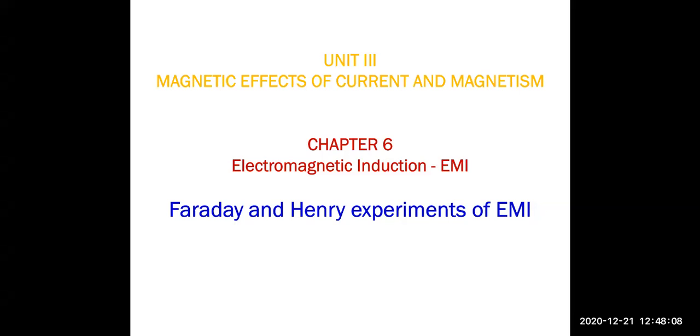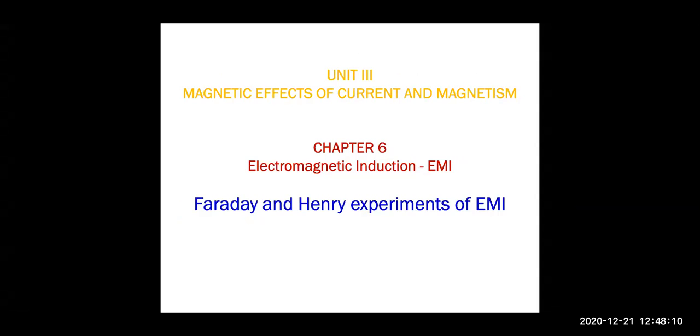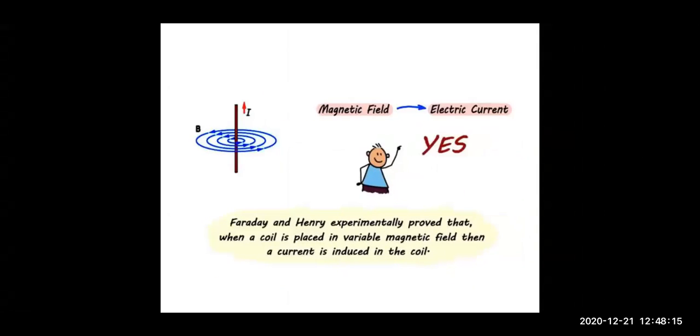Chapter 6, Electromagnetic Induction. So, we have learnt about electromagnetic induction. We know that a magnetic field is produced around a current carrying conductor. That is the phenomenon of magnetic effect of current. But children, is electric current also produced from a magnetic field?